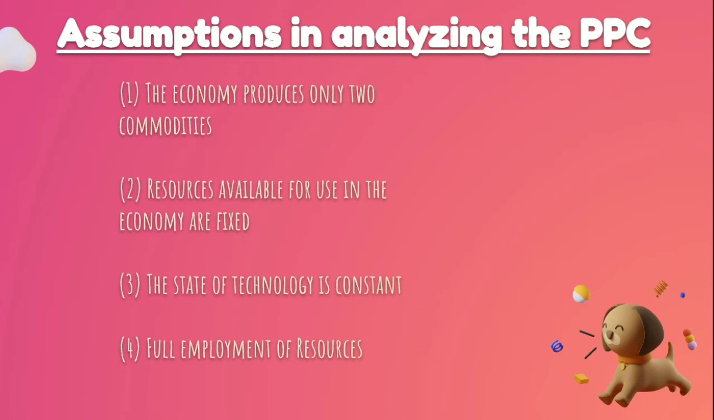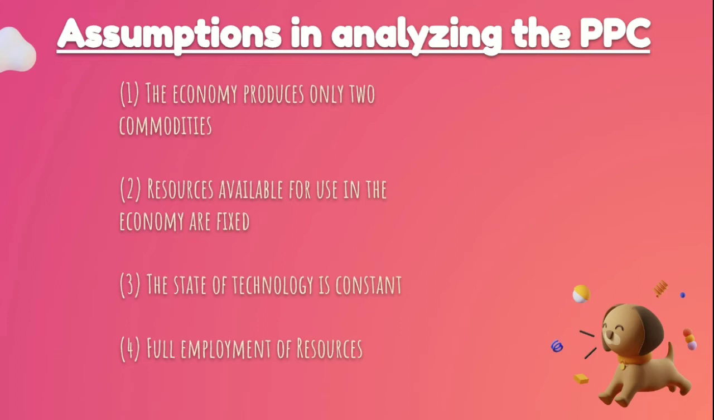The second assumption is resources available for use in the economy are fixed. This is a reasonable assumption given the limited resources aspect of the scarcity problem, and also one that makes for useful analysis. There is no question that the economy has a limited amount of labor, capital, land, and entrepreneurship at any given time, and this is the reasonable aspect of this assumption.